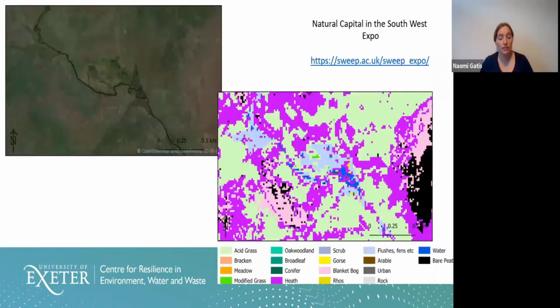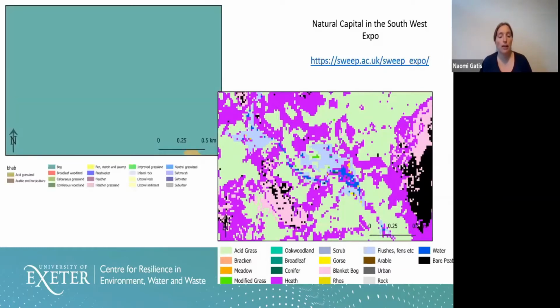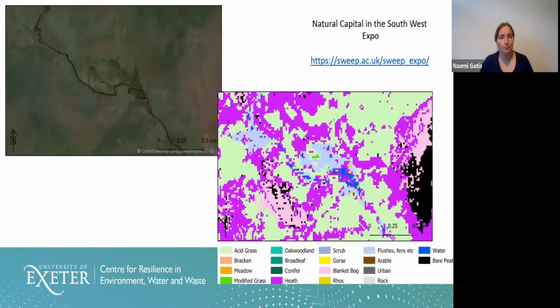If we zoom into a section of upland, we can see that the classifier is identifying blanket bog covered in acid grass and heath in pale green and purple, bare peat in black, flushes in the pale blue, water in the darker blue, and intact blanket bog in the pink. If we compare this to the CEH 2015 land cover map, a commonly used land cover map, most of the area would have been classed as bog. So the improvement in detail is quite striking.